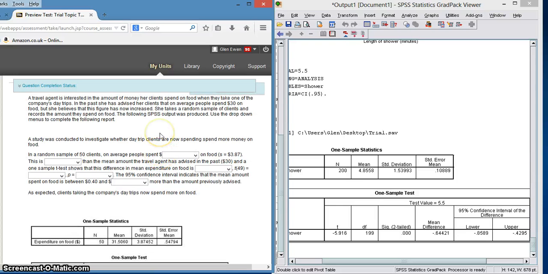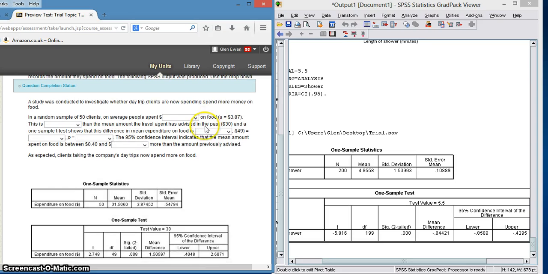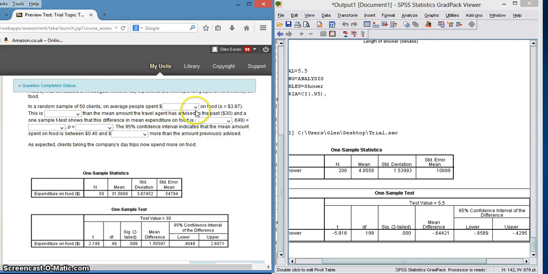Last question. A travel agent is interested in the amount of money her clients spend on food when they take one of the company's day trips. So in the past, she said for the people, take $30 with you, that should cover it. But she believes now that people are spending more, because food prices have gone up, whatever, she thinks that figure's increased. So she now takes a random sample of clients, records the amount spent on food. Following SPS, so we've already got our produced, use the drop-down menu. So in a random sample of 50 clients, on average, they spent, it's always the past tense.